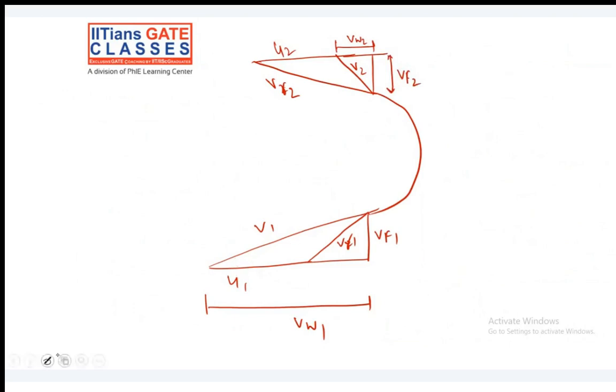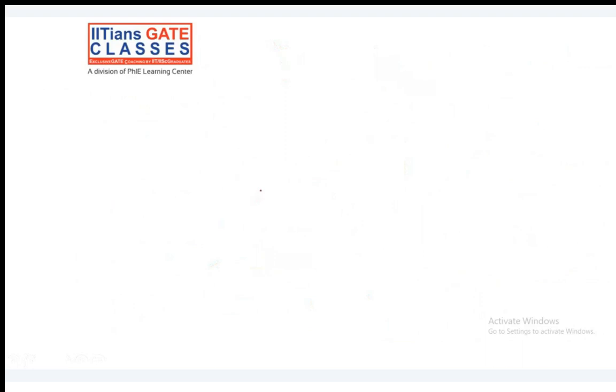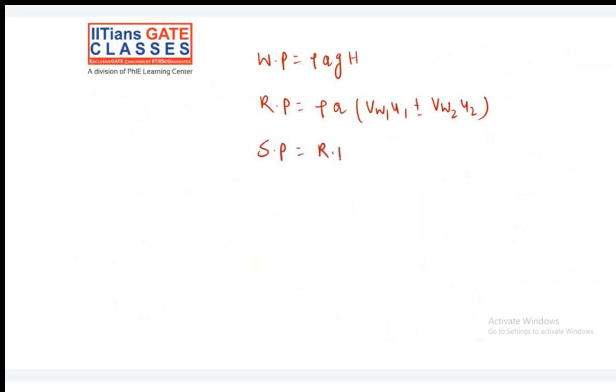Okay, now what is water power? Water power, we know, is rho Q g H. And runner power, we have seen, is rho Q (Vw1 U1 plus minus Vw2 U2). And what is shaft power? Shaft power is runner power minus whatever losses we have seen.